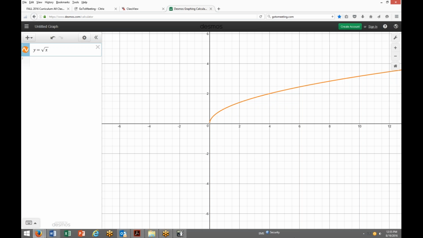I do think you're going to enjoy using Desmos if you haven't done it before. There's always a learning curve using something new, but I do believe you're going to find it very useful and very helpful. So that pretty well concludes this lesson.